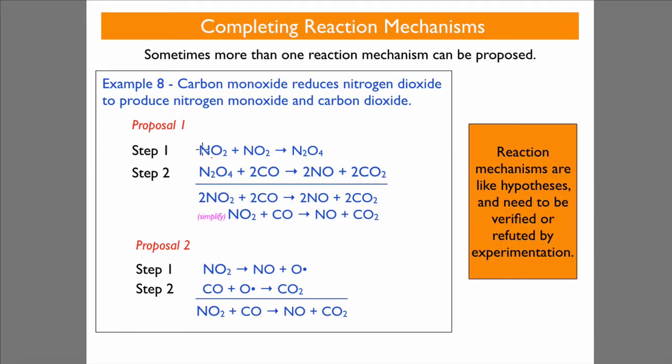Here we've got the nitrogen dioxide and nitrogen dioxide forming N2O4. The N2O4 then reacts with the carbon monoxide to give us nitrogen monoxide, carbon dioxide. Conversely, here we've got a homolytic fission of nitrogen dioxide to give us nitrogen oxide and the highly reactive oxygen free radical. The carbon monoxide would then react with a highly reactive free radical to form carbon dioxide. Okay, both are acceptable hypotheses.